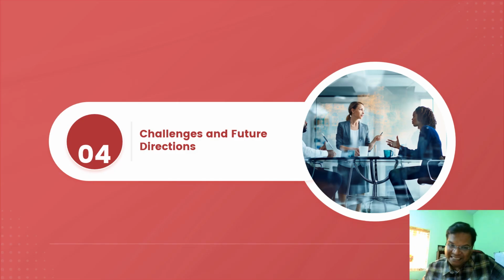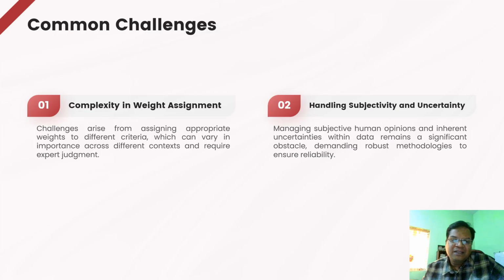Now the different challenges and future directions for the MCDMs. Let's say now the common challenge is complexity in weight assignment. Before going into it, I can say what a weight is. Weight is the relative importance of parameters or variables. Suppose we have two variables, we cannot give them equal importance, like in our different subjects, physics, chemistry and mathematics. So we cannot say all these three subjects are equally important.